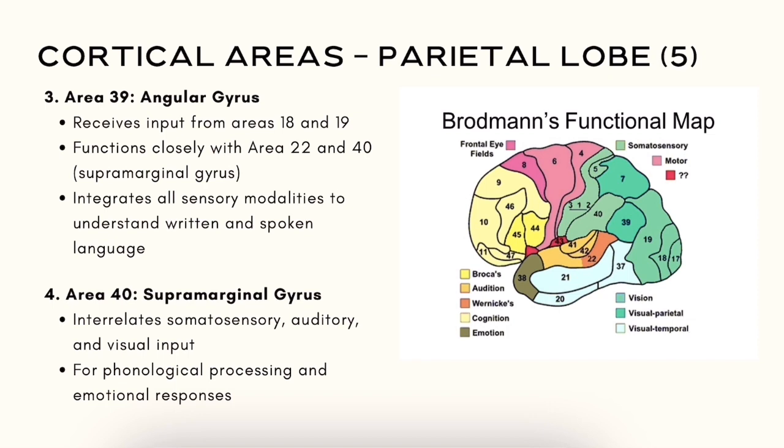Okay, and then we have our area 40, or our supramarginal gyrus. So this is area 40, which works closely with area 39. Alright, so this is 40, this is 39 right here, magkadikit lang sila. So our supramarginal gyrus interrelates somatosensory, auditory, and visual input. So this is for phonological processing and for emotional response. Alright, so this interrelates again somatosensory, auditory, and visual input.